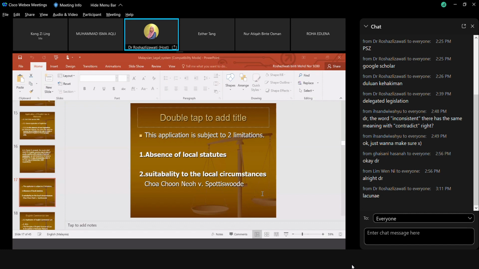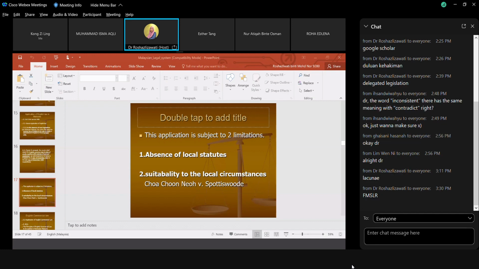FMSLR. Federated Malay State Law Report, FMSLR. Okay, I put it in the chat. Okay, box FMSLR. Federated Malay State Law Report. Very old case. Chua Chunyo versus Spottiswoode. Okay, so Chua Chunyo versus Spottiswoode.